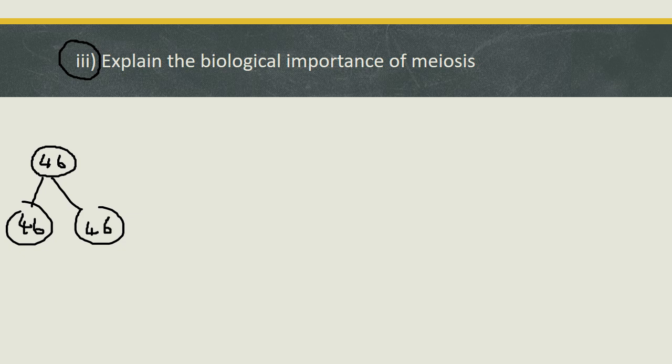So if our stomach lining broke down, we could repair them. If we want to grow a particular part of the body from being young, then we can create new cells that are an exact copy. But meiosis is completely different. And like I said in the last slide, it's about creating gametes, or sex cells.